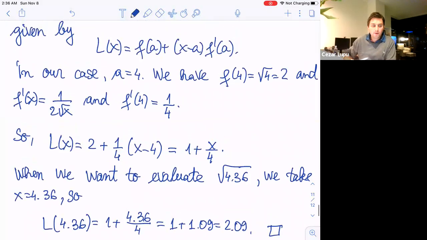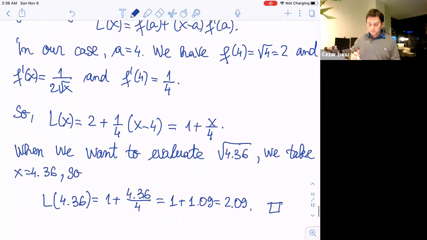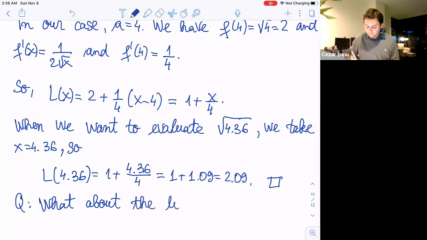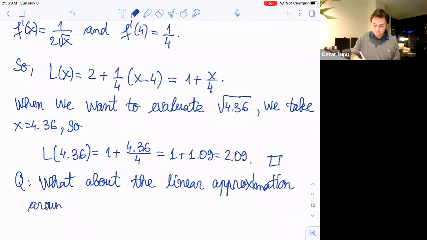You see, that was the linear approximation around the point x equals 4. Now I can also give you the linear approximation around another point. So the question is, what about the linear approximation around another point? Let's say x equals 9. What about that?